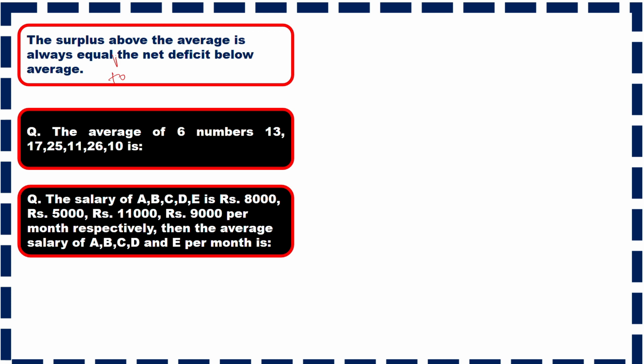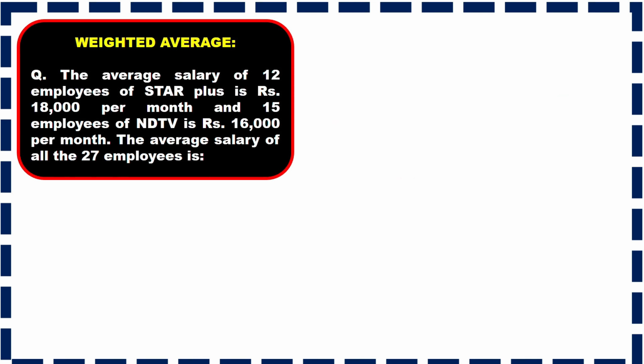Let's take this example. The average of 6 numbers: 13 plus 17 plus 25 plus 11 plus 26 plus 10 divided by 6. What is the average here? Concept of weighted average. So what does weighted average mean?